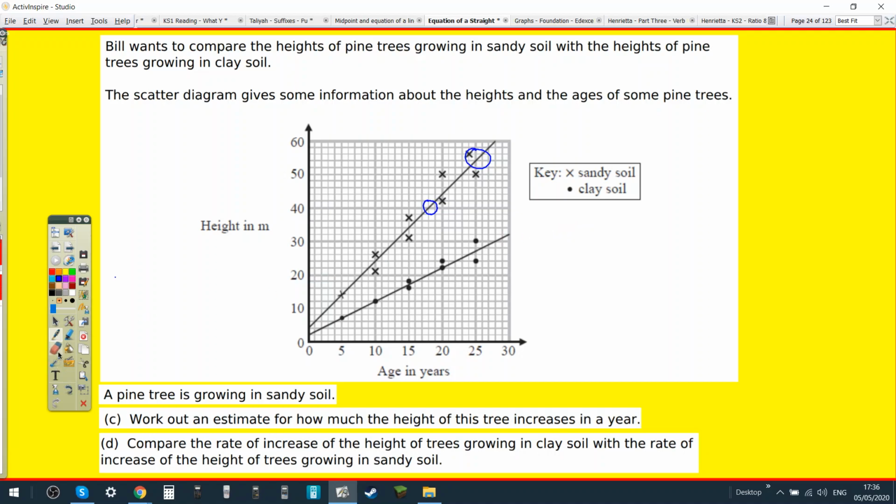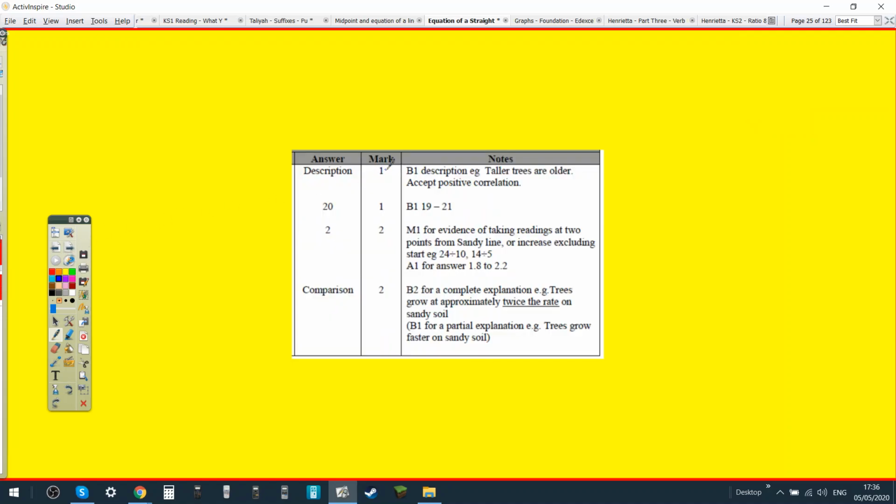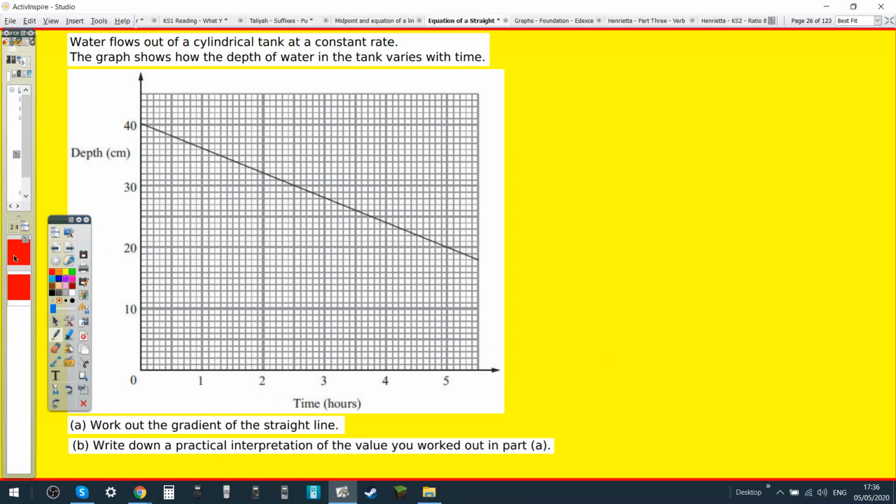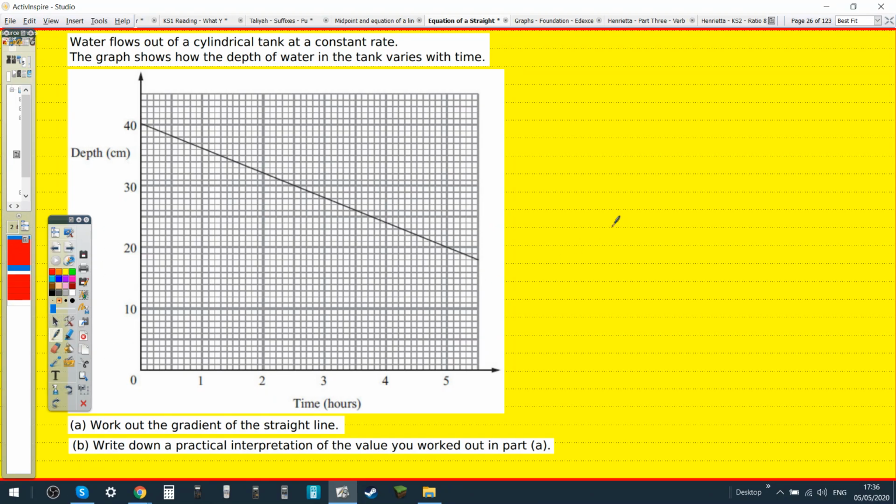Gosh, this is hard. You would find the gradient. If you find the gradient, it tells you what the increase is for every one change in x. So for every one right, how many up does it go? It looks like a half, but you would just get 2 coordinates and find the gradient. So that's a gradient of 2. Okay, how could you get the gradient for this one?